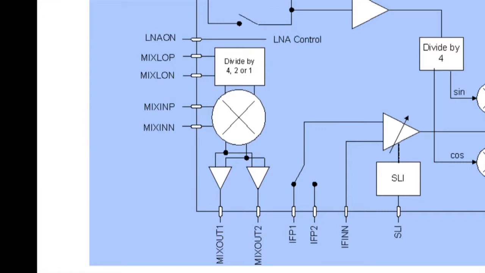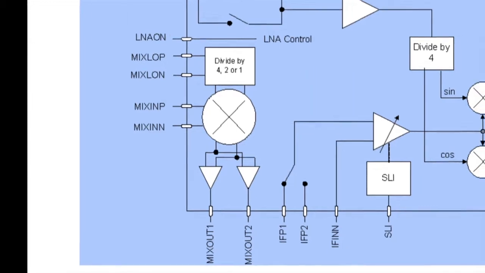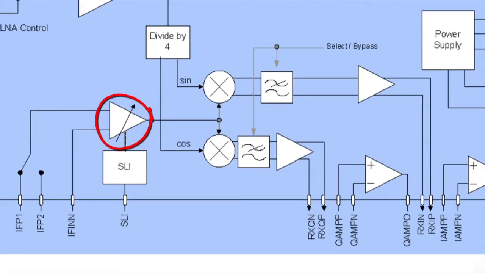The RF mixer outputs can be switched between two different paths. This allows use of different external IF filters to support radio channels with different channel bandwidths. The first IF can be in the range of 10 MHz to 150 MHz. A variable gain amplifier adjusts the IF signal amplitude. A signal level indicator can work with the VGA to implement an automatic gain control function.